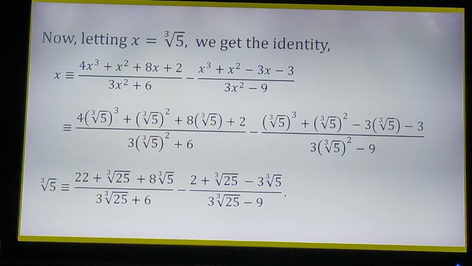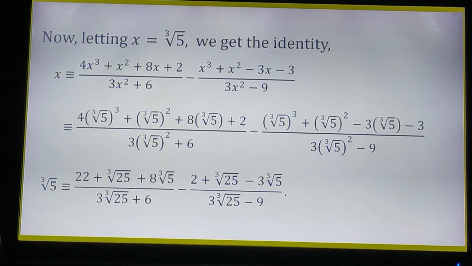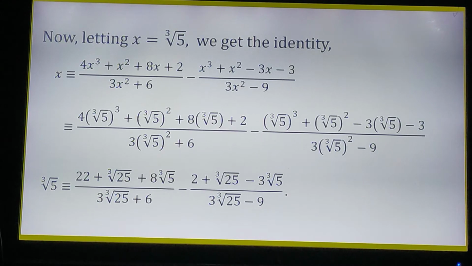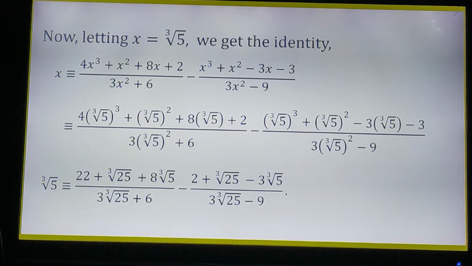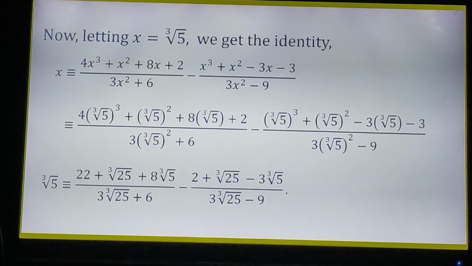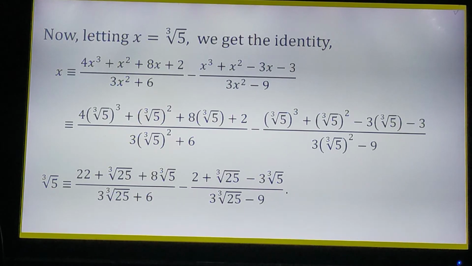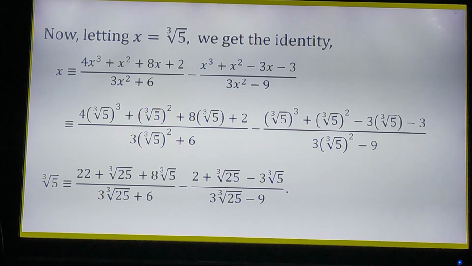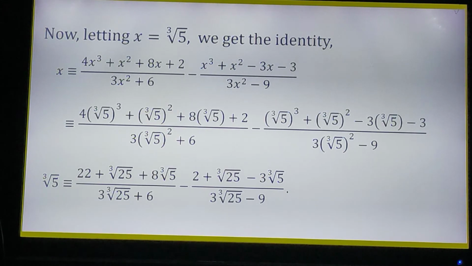Okay, now letting x equal the cube root of 5, we get the identity x equals the cube of the cube root of 5 plus square of the cube root of 5 plus 8 times the cube root of 5 plus 2 over 3 times the square of the cube root of 5 plus 6 for the first rational expression, where x is being replaced with the cube root of 5, and so on.